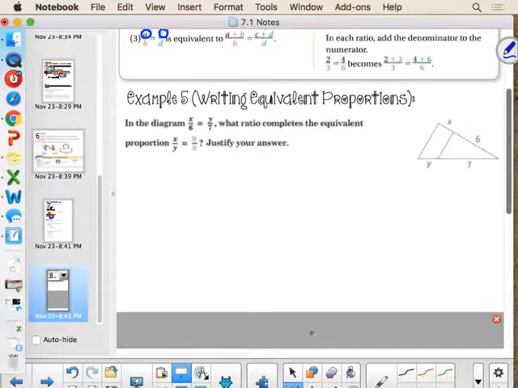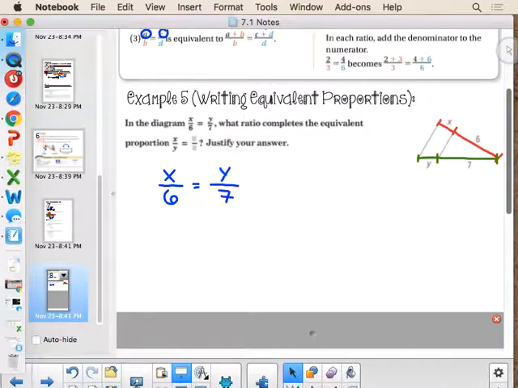Here is my example. In this diagram, we know this statement to be true. We know x over 6 equals y over 7. Later on in this chapter, when I'm actually not here, you will talk about this. Now, what has happened is I now have x over y. So I'm going to rewrite my base proportion. Here is the base proportion: x over 6 equals y over 7. Somehow, I got x over y equals something.